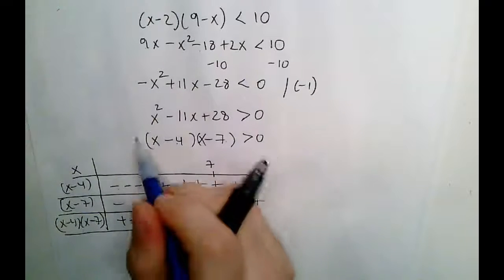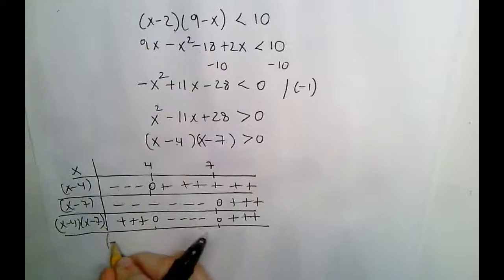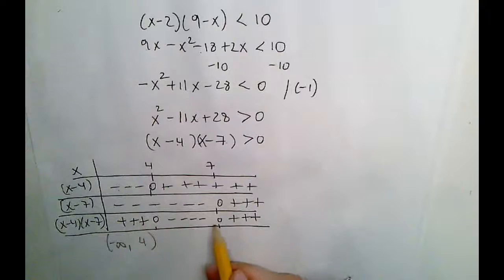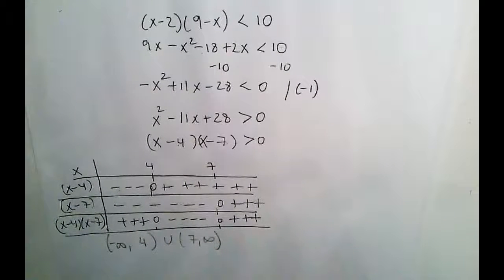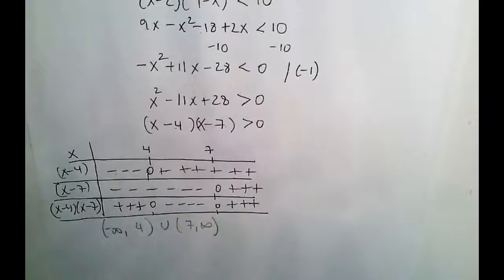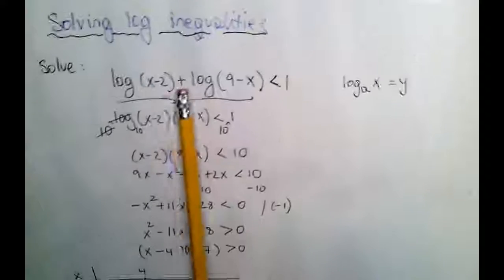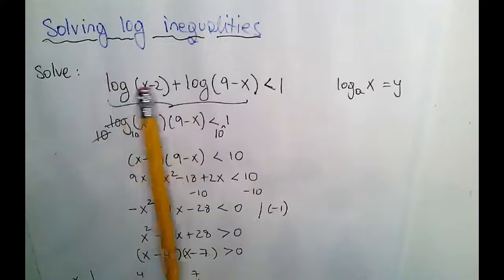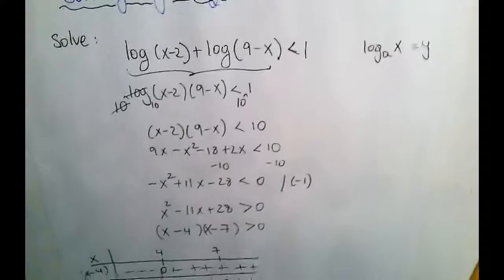So where is my quantity positive? What's the answer going to be? Well, it's positive from negative infinity to 4, right here is positive, and then from 7 to infinity. But we have to take into account that we are working with logs. So we have to take into account the domain of the logs. We know that I can only have log of a positive argument. So x minus 2 has to be greater than 0.